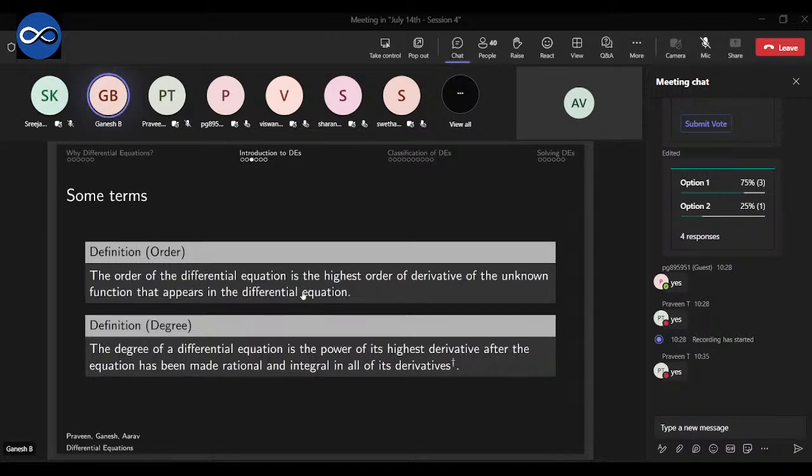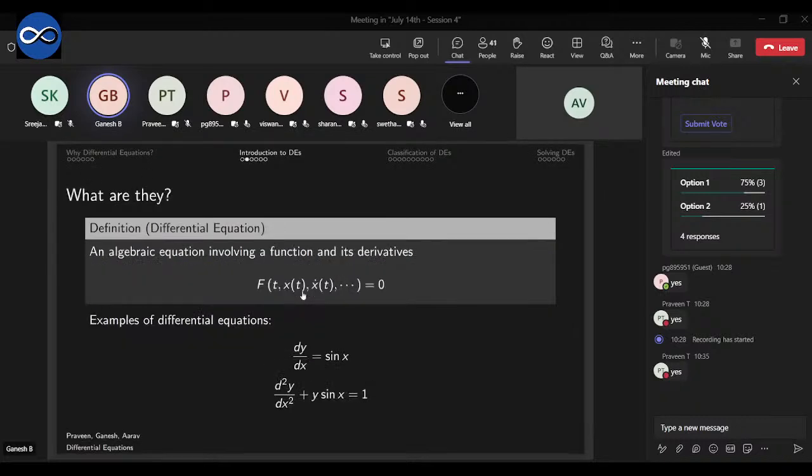The order of a differential equation is the highest order of derivative of the unknown function that appears in the differential equation. So the first example is a first order differential equation because you only have the dy by dx term. That is just the first derivative. The highest order involved in this equation is just dy by dx, so it's a first order differential equation. And in the second example, you have d square y by dx square, which means it's a second order differential equation.